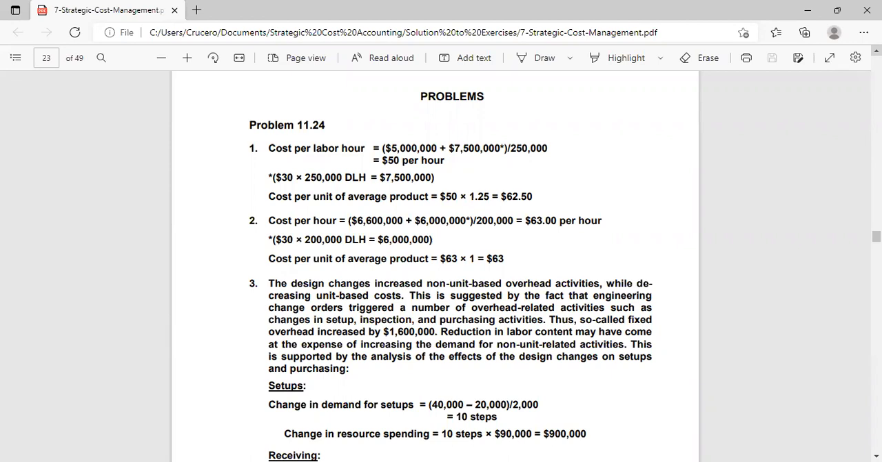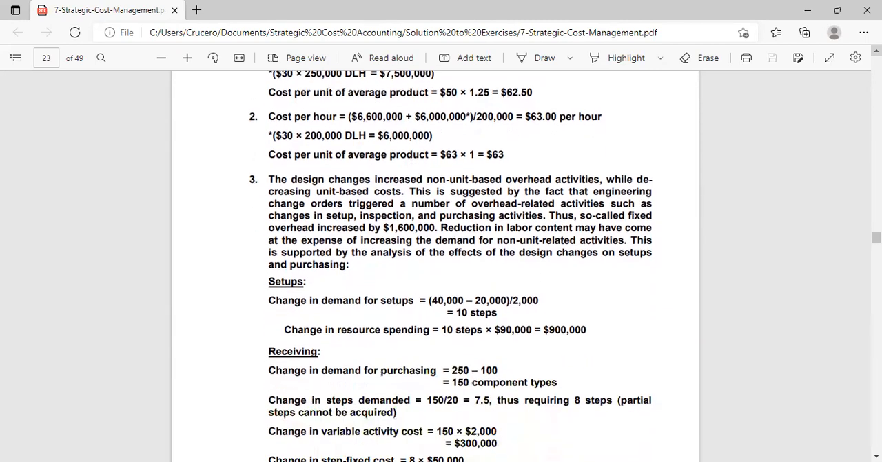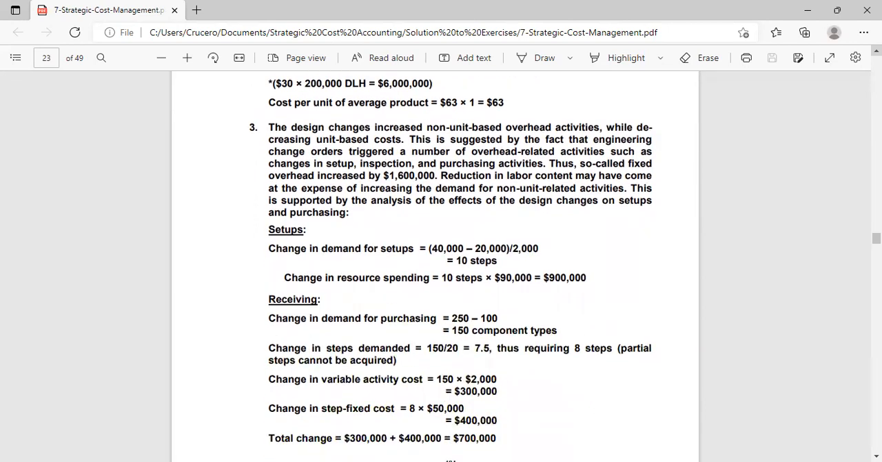After the design changes, the cost per hour is 6 million plus 6 million, computed by multiplying 30 by 200,000 direct labor hours. So we get 12 million divided by 200,000 hours, and we get 60 per hour. The cost per unit of the average product is $60. Now, in requirement number 2, using normal volume after 1 year of design changes, compute the manufacturing cost per hour. What is the cost per unit of an average product?